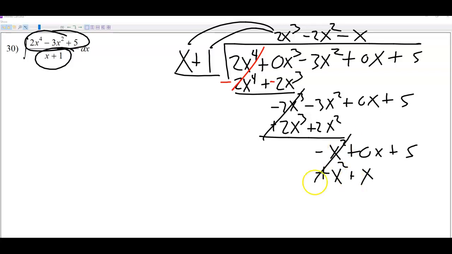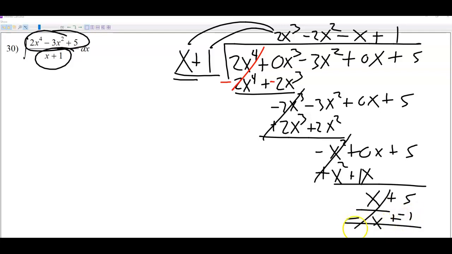Changing the signs, we get 1x. 1x plus 0x is 1x, right? And then plus 5. And then we're going to go ahead and ask, what do I multiply x by to get x? That's a weird question, but the answer is 1. So multiplying that in, we get x plus 1. And then subtraction gives us 4 as a remainder.